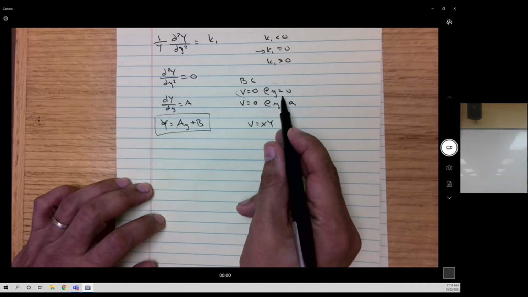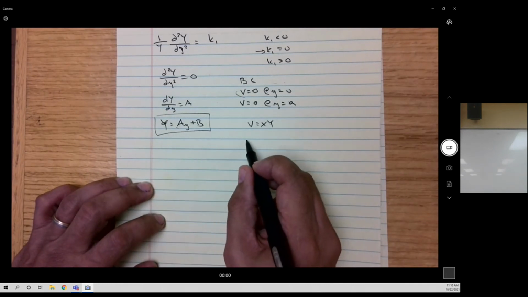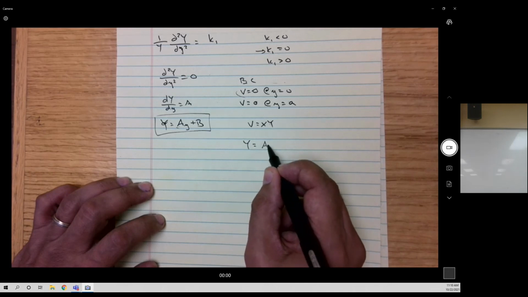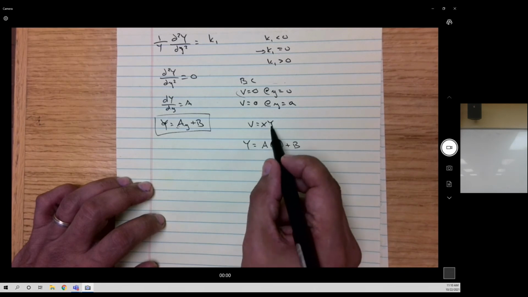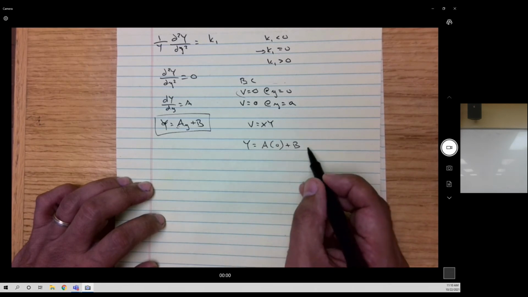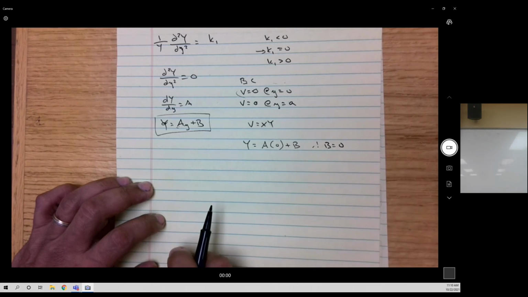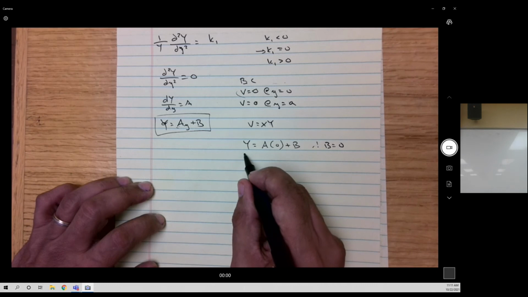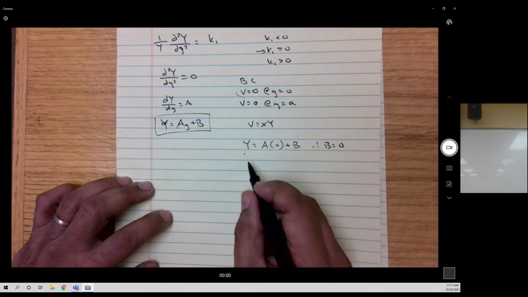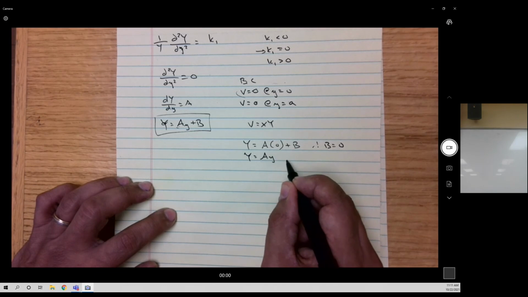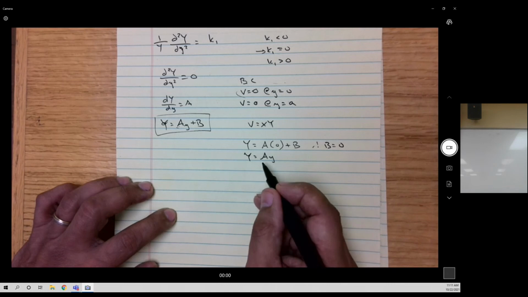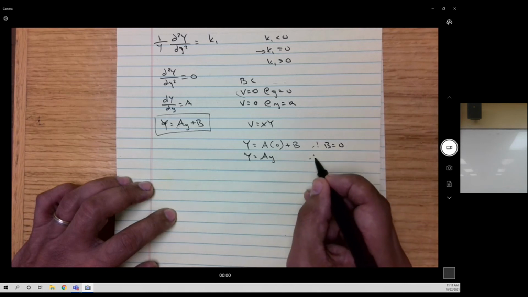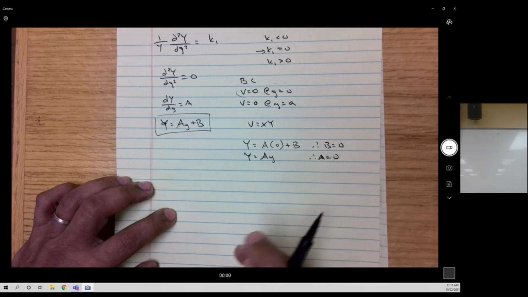So when y equals 0, I'm going to have that Y is equal to a times 0 plus b, right? So if I want to make Y 0, so this function also goes to 0, then that means that b is equal to 0. Now, for the other boundary condition, when y equals a, I'm going to have A of y, and I need this to be 0. So y is not 0, so the only way is for A to equal 0.